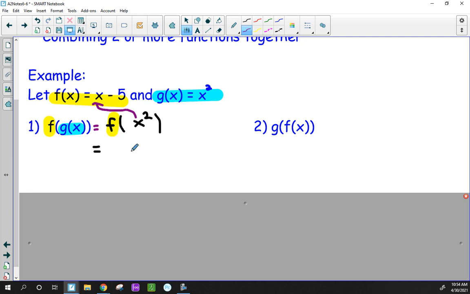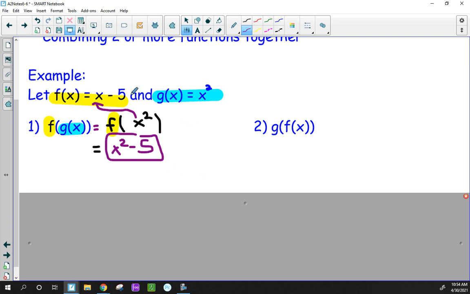Once we get to this step, you are no longer dropping this f down. This is only there to show you which function to use. Go to your f function, put x squared in x's place. I would write x squared. And then the function says something minus 5, I would put minus 5. And so x squared minus 5 is a problem that obviously cannot be simplified because there's no like terms. So we're dealing with x squared minus 5 as a binomial answer. That would be the composition of f of g of x.